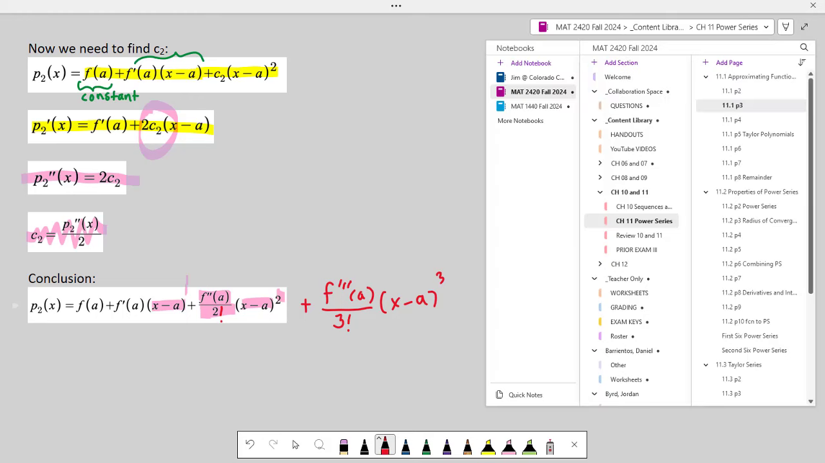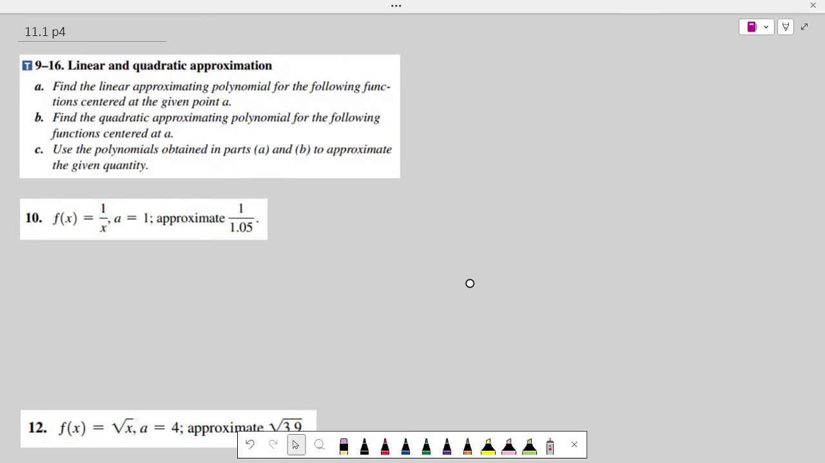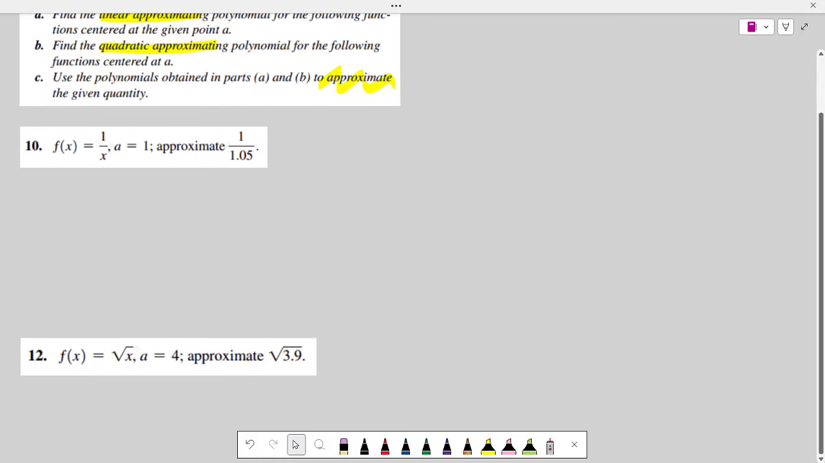So let's check it out. Let's use it now. So we've got our function. We have a center. And we want to build the quadratic approximation. So it says find the linear approximation, the quadratic approximation, and then use the polynomials to approximate. All right, so let's come over here. It's going to be very helpful in building these approximations, especially as we go to the third order and the fourth order, to really keep your work neat and to do it systematically.